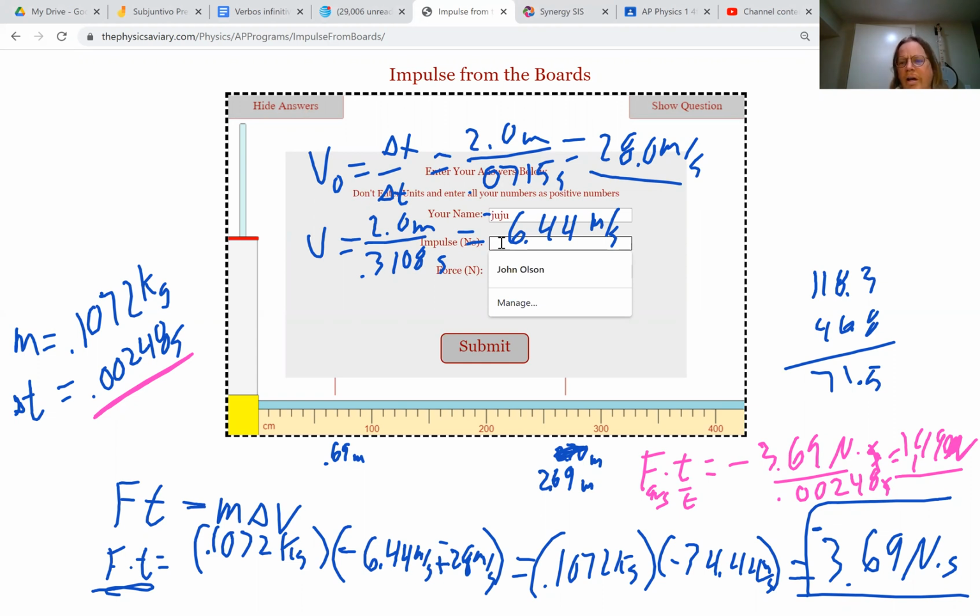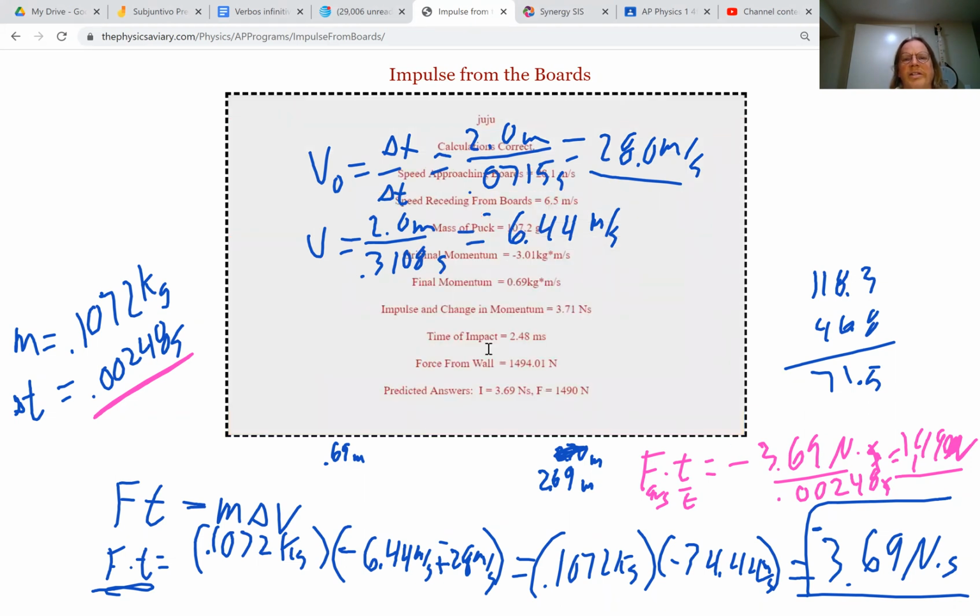So I'm going to put in the positive value of that, 3.69. And then the force would be 1,490. I could get away with 1,500, I think, but this is how I roll. Well, there's the Newton second there. There's a Newton. Ready for my prize, guys. Calculations are correct. All righty.